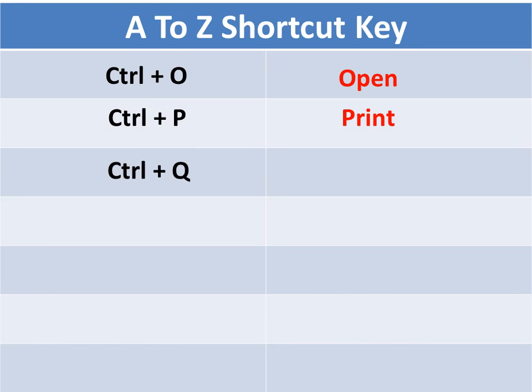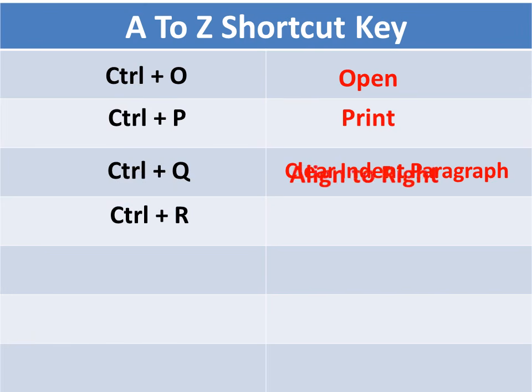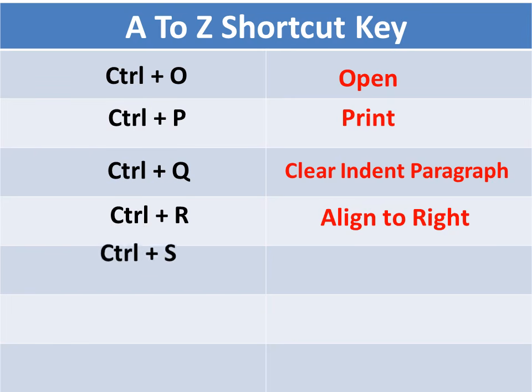Ctrl plus Q, clear paragraph formatting, removes paragraph level formatting like indents and spacing. Ctrl plus R, align right, aligns the paragraph to the right side. Ctrl plus S, save, quickly saves your current document.